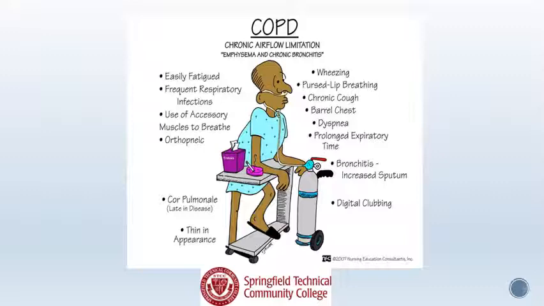Cor pulmonale is late in the disease. Usually it is failure of the heart to function well because the lungs are damaged. So your patient talks about swelling of the feet. That could be that he's starting to have some heart failure because of his lung disease. And they can be very thin because they're using all their muscles, all their nutrition to breathe. And they might be having difficulty eating just because it's so hard for them to breathe. Digital clubbing is a change in the fingers that occurs when patients are chronically hypoxic.